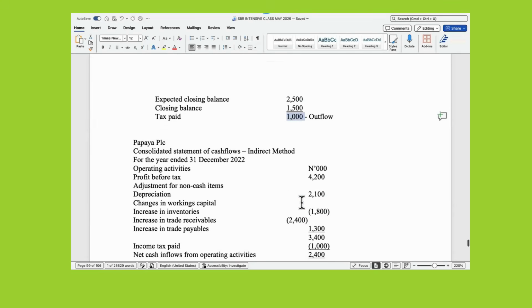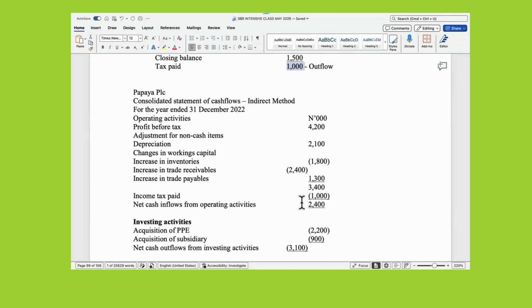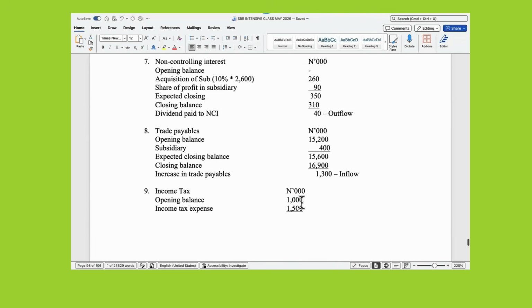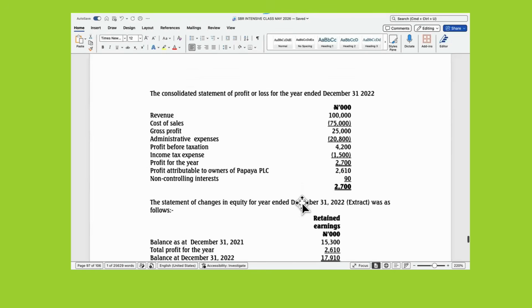Then I can immediately prepare my statement of cash flows using indirect method. For indirect method, I should start with operating profits. But since we're not given operating profits, they gave me PBT, profit before tax. And in this question, we don't have finance costs. If you look at it, I have profit before tax of 4,200, and there was nothing like finance costs. So I just deal with this admin expense immediately.